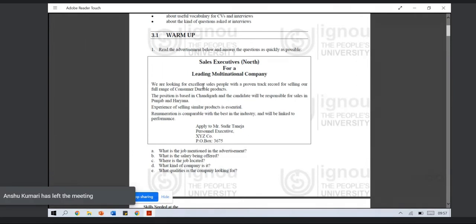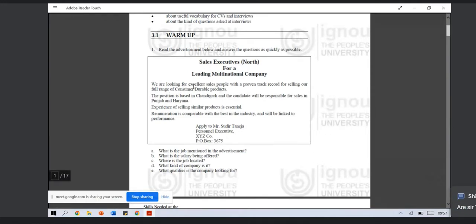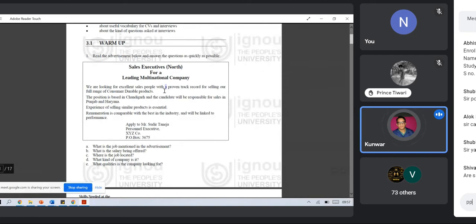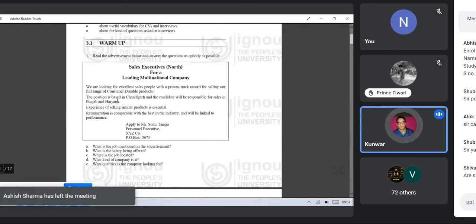We are looking for excellent salespeople with a proven track record of selling our full range of consumer durable products. See, from the first sentence, we understand that they are looking for an experienced person. Proven track record means they're looking for experience, but not a fresher. This position is based in Chandigarh, and the candidate will be responsible for sales in Punjab and Haryana.